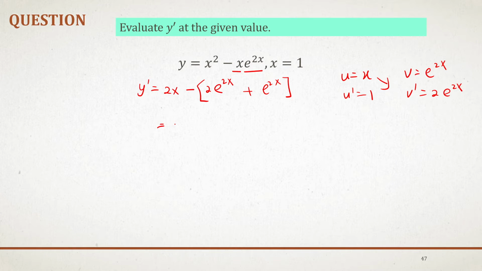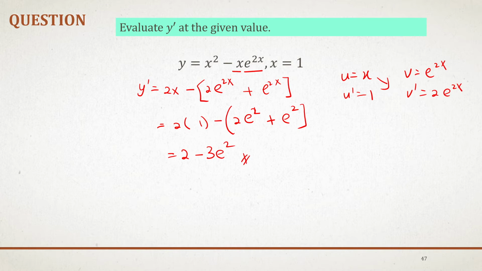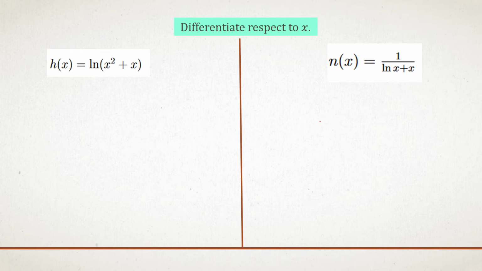So now I substitute x with 1: 2 minus 2 e squared, sorry, e squared, plus e squared. So finally, I have 2 minus 3e squared. So, settled. Now, differentiate with respect to the following.